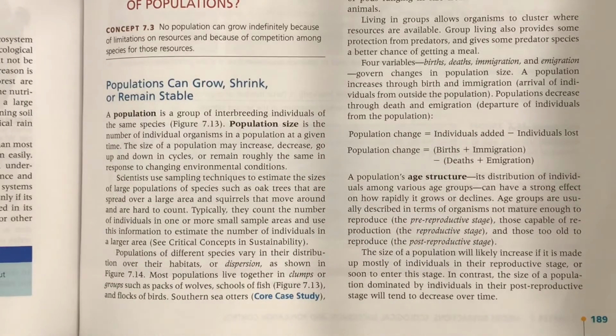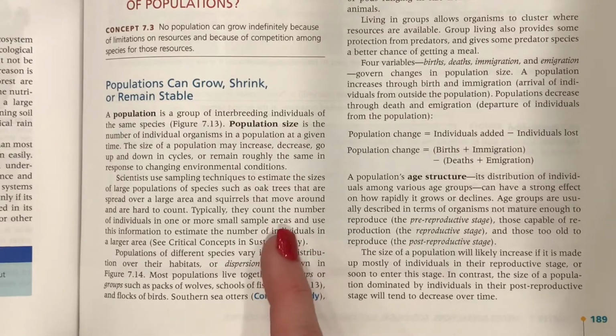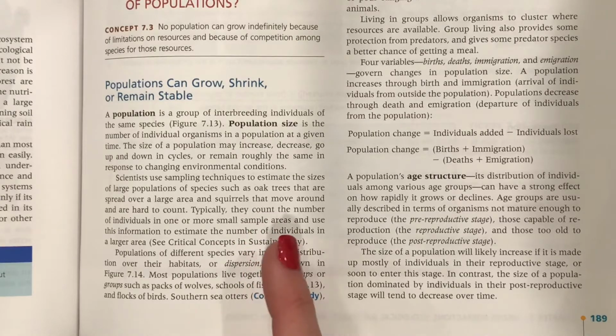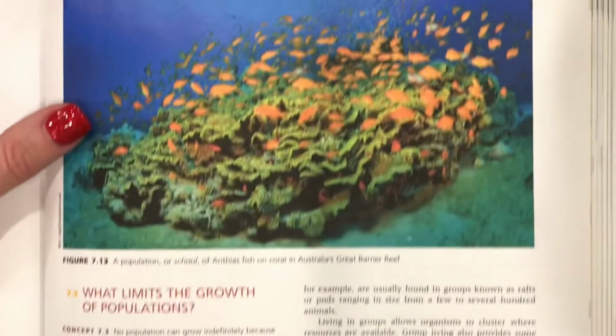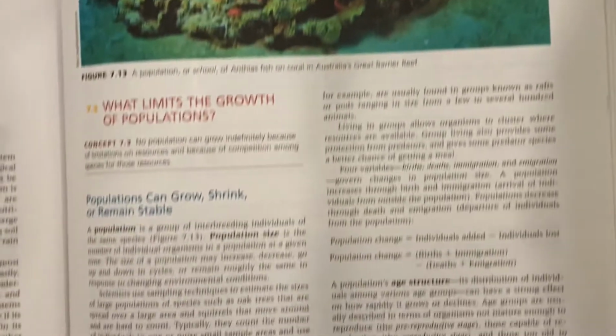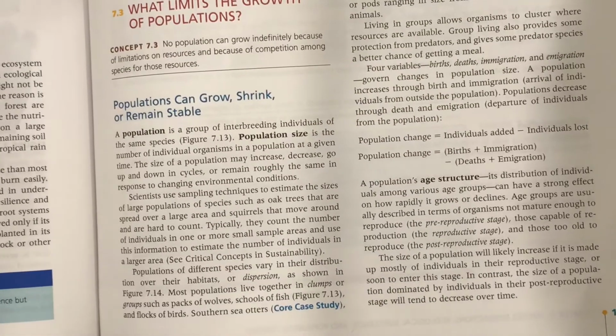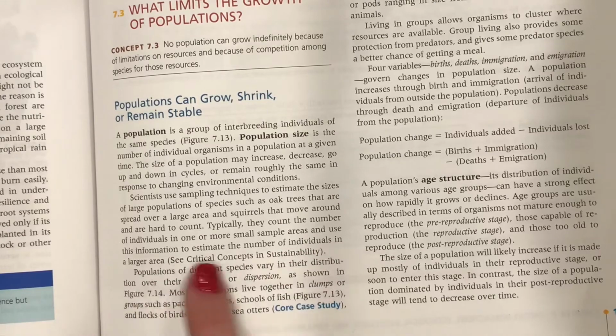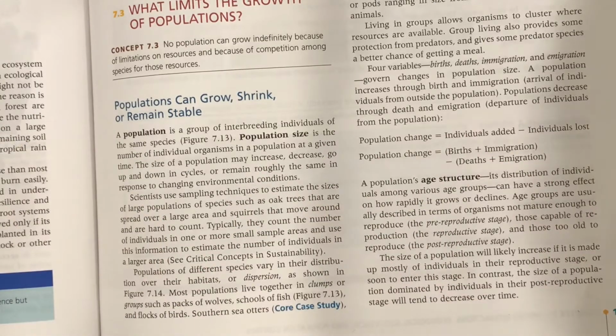All right. How do scientists count large populations? We've talked about that. This is where the quadrats come in. This is mark and recapture. So basically, they're all estimates. Nobody's sitting in the ocean counting every fish that goes by. You're going to probably use a mark and recapture method. So here, typically, they count the number of individuals in one or more small sample areas and then estimate using math.